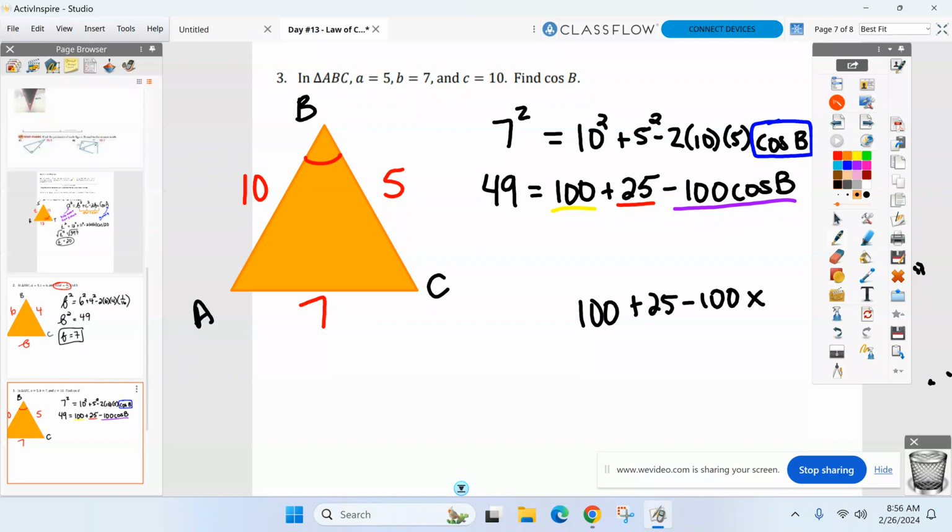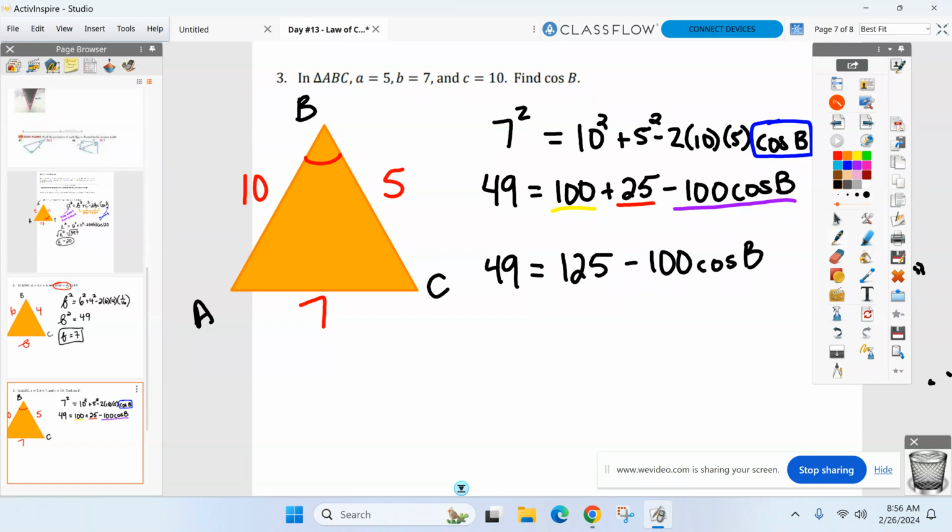Now some of you are like, heck no, absolutely not, because they're not like terms. That one's got an x. It's the same thing up here. Instead, I got a cosine B. So I cannot combine all 3, but you can combine which 2, though? Not all 3, but combine at least the 100 and the 25. So let's do that. So I get 49 equals 125 minus 100. We're getting there. I know it's tempting to write 25 cosine B down, but we just proved you can't combine those. All right, so now take over now.